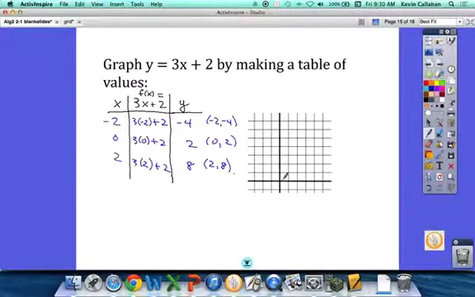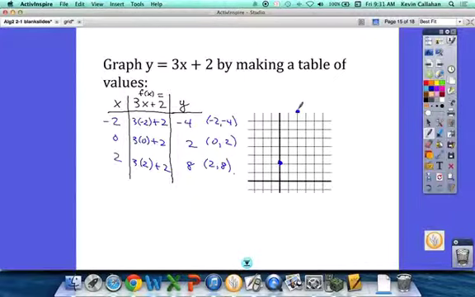Starting here, where should I go? Go up 2, right? The X is 0 is telling you don't go left and right, but the Y is 2 telling you go up 2. Here's the point. Okay, how about the point 2, 8? Right 2, up 8. I think I got that one. 1, 2, 3, 4, 5, 6, 7, 8. About right there.